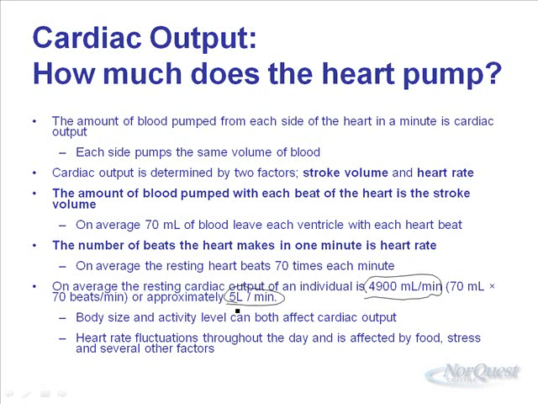So on average, the average heart pumps about 5 liters of blood per minute, depending again on body size and activity level. This is for an adult. For children, the volume would be different. Their stroke volume would be smaller, but their heart rate's also faster. So the volume can change depending on the age of the person, the activity level of the person, and the size of their heart.